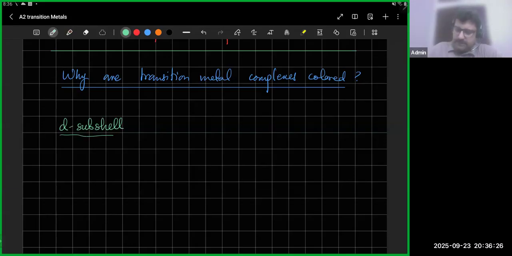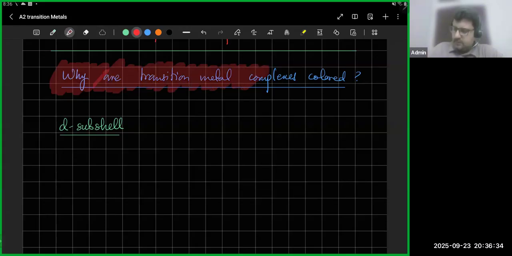So we got to understand what a d-subshell is. The d-subshell has 5 d orbitals, and those 5 d orbitals are, remember, you'll be asked to draw these as well. Okay? So that's why it's important.